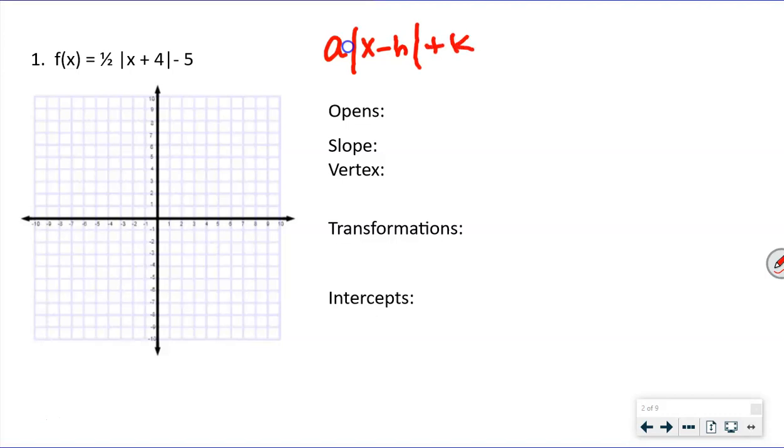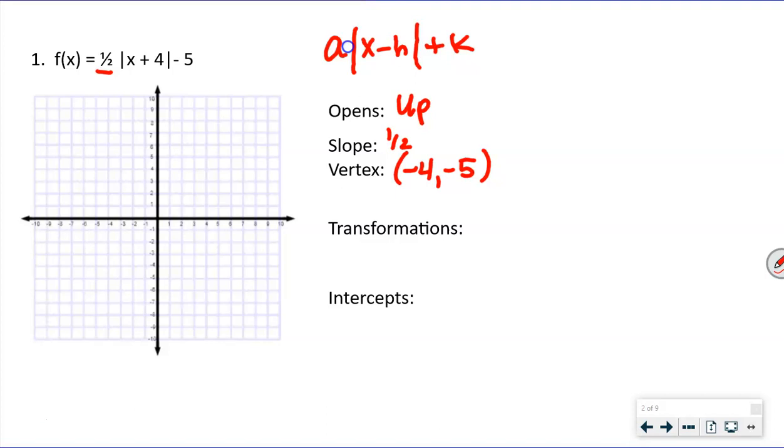Remember, the a tells us if it's positive, it opens up. If it's negative, it opens down. The h and k tell us the vertex. a also tells us the slope. So because a is positive here, we know that it's going to open up, okay? And then the slope is going to be a, so that's 1/2. And our vertex, remember, we're going to change the sign of whatever h is, so that's going to be -4, -5.